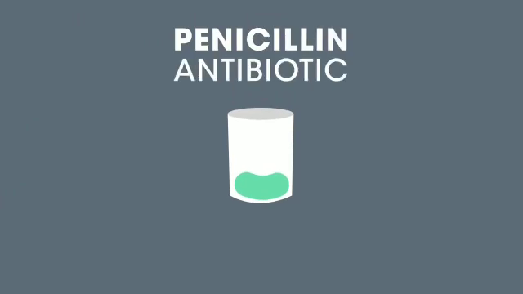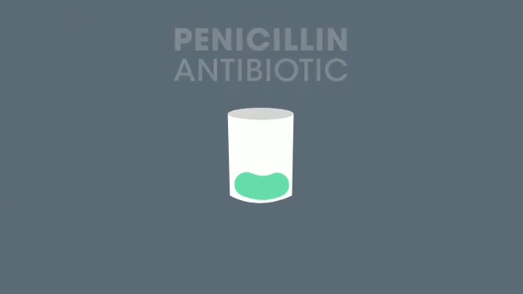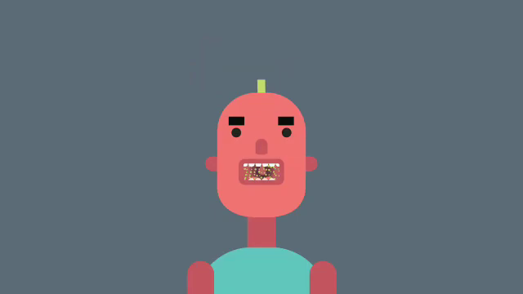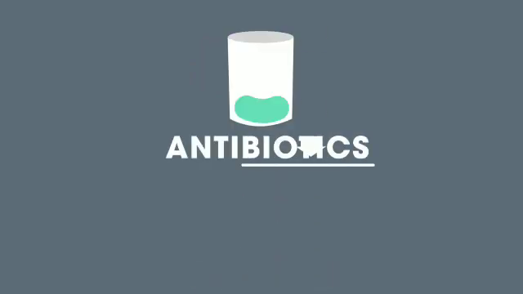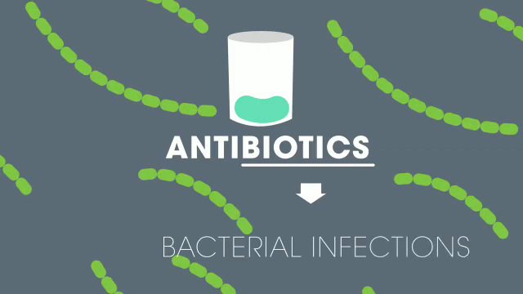Penicillin is a type of antibiotic which can be used to treat bacterial infections. Really important, antibiotics can only be used to treat bacterial infections.